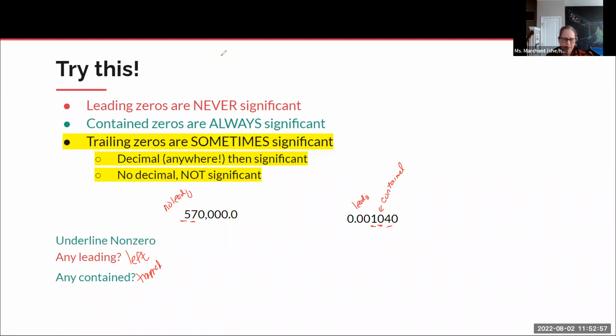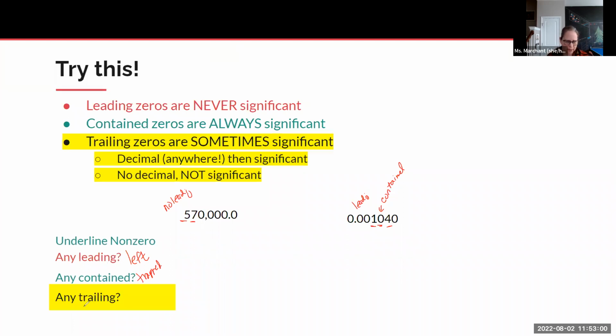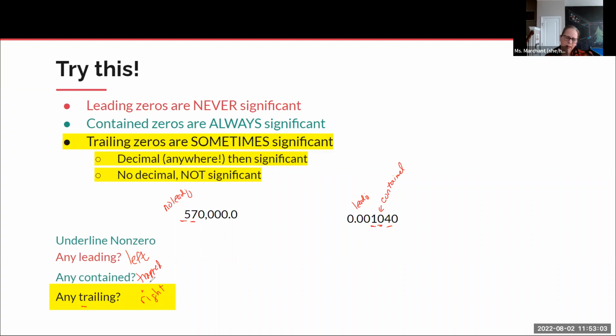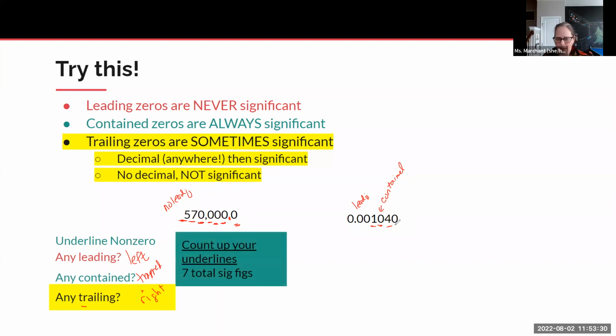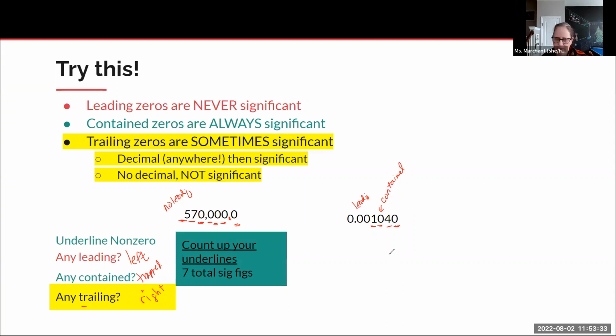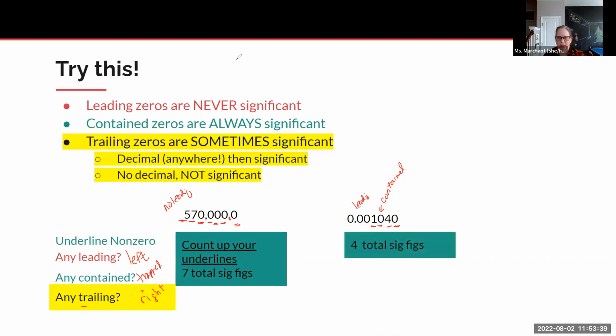And what's the last set of zeros? Are the trailing. Trailing are the ones that are on the right. Okay. So 570,000, I see a decimal there. So that means they are significant. So every single one of those zeros on the right is going to be underlined. Those are all trailing zeros. So that has how many underlines? 1, 2, 3, 4, 5, 6, 7. So there are 7 sig figs in the number on the left. On the number on the right, we also have a trailing zero. It's to the right of the 4. There's only 1. And now this guy has 4 sig figs when we count up the underlines.